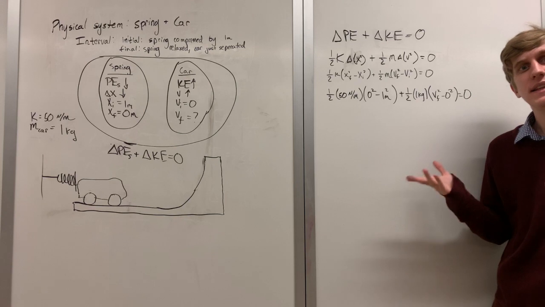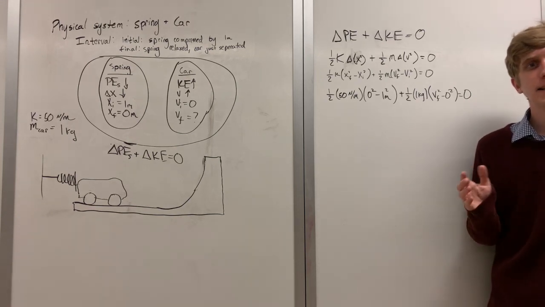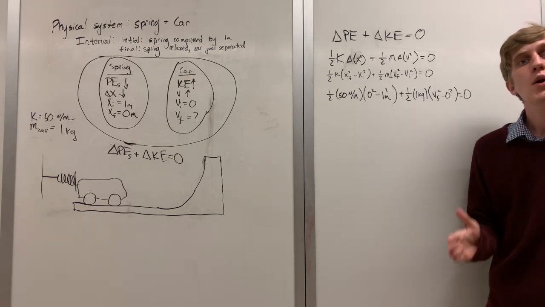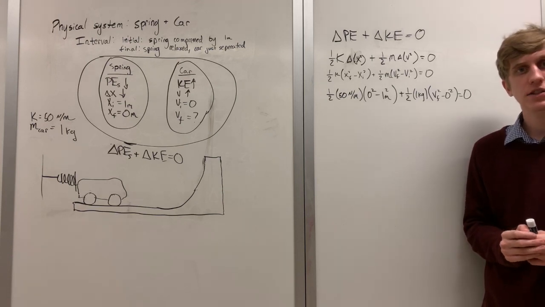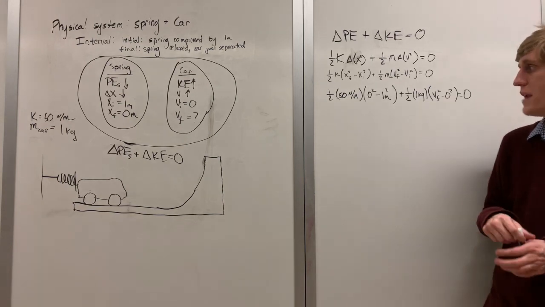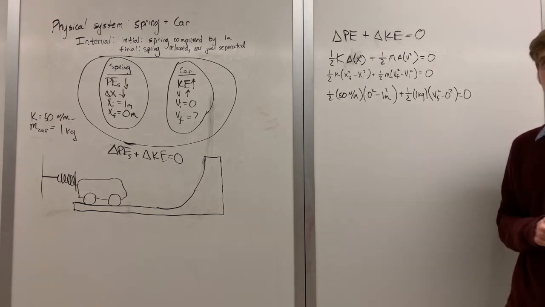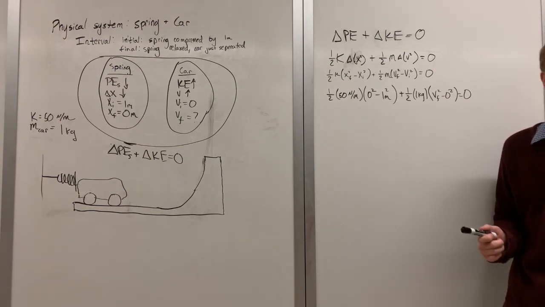Here we go. This is a complete equation that explains how the energy moves from the potential energy of the spring into the kinetic energy of the car. All we have to do now is solve this equation for the final velocity squared, and we're done.